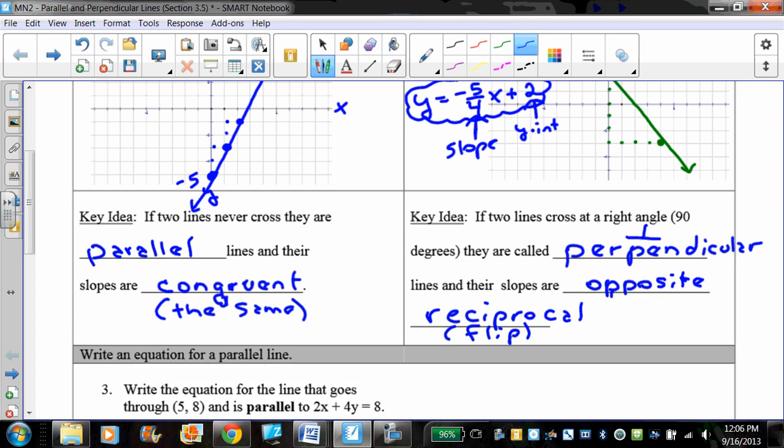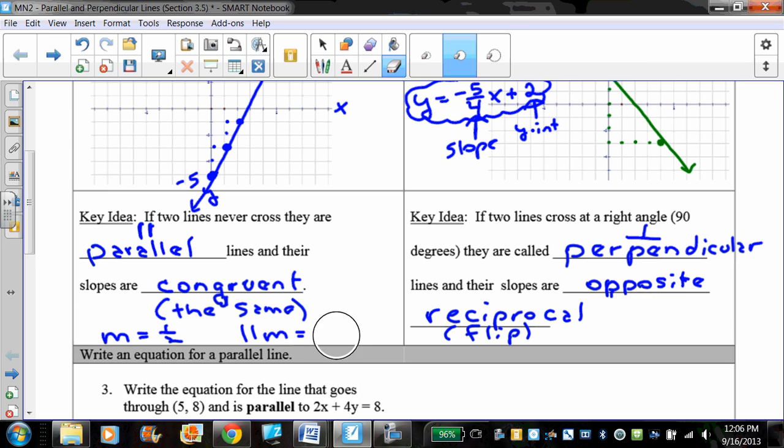So I'm going to go back to the first key idea over here with the parallel and the congruent or the same slopes. By the way, instead of using the word parallel, you can use this symbol, which is two lines next to each other, not crossing. That's the symbol for parallel. Over here on the right-hand side, that was the symbol for perpendicular, just kind of shorthand. So if you have a slope of 1/2, the parallel slope is going to be 1/2.